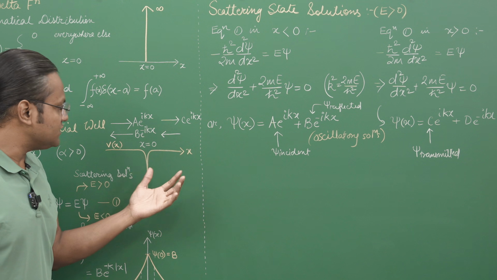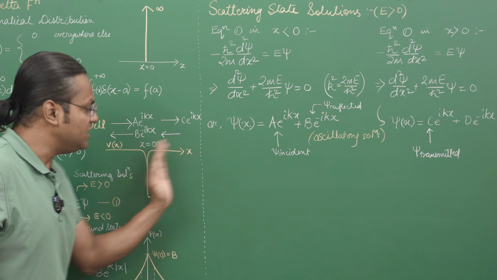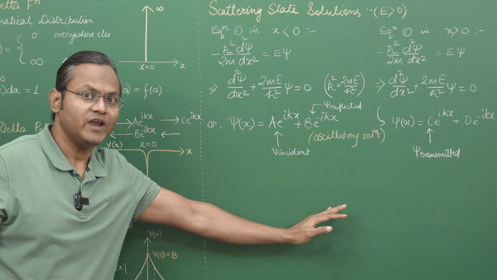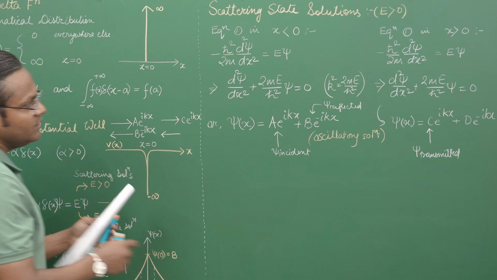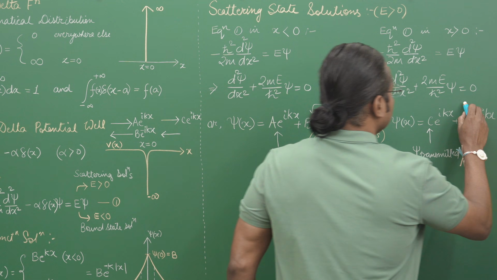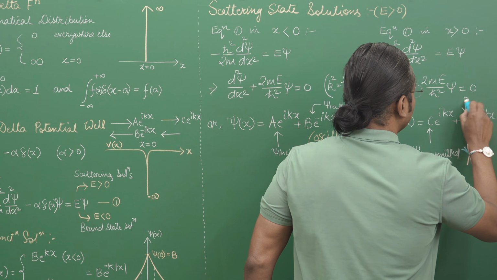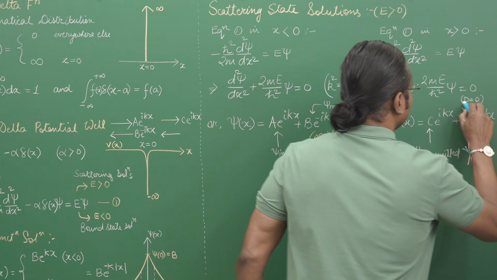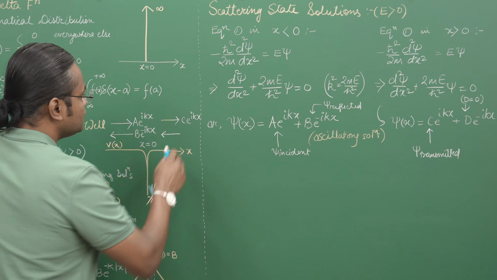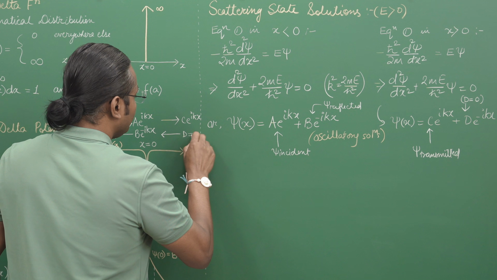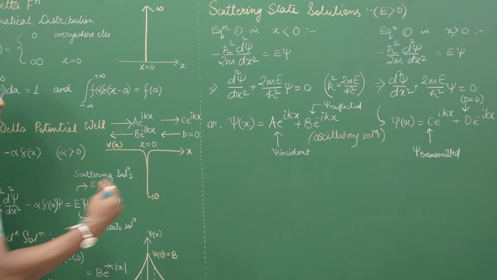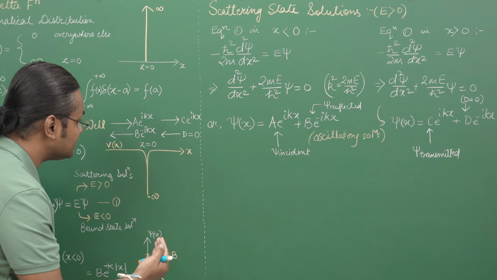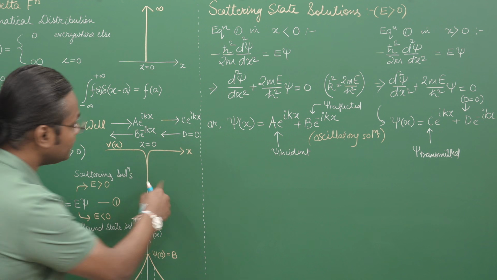So there is no possibility of a reflection beyond x greater than 0, right? So therefore, this possibility does not really exist. D is equal to 0. This possibility is not allowed because it doesn't really make sense. Why would there be a reflected wave at x greater than 0? There can be a reflected wave at x less than 0, but not greater than 0.